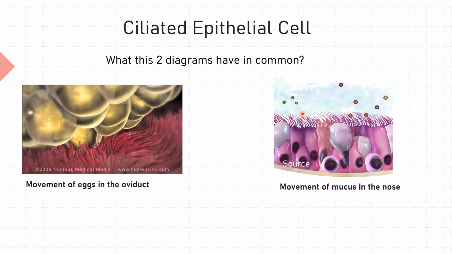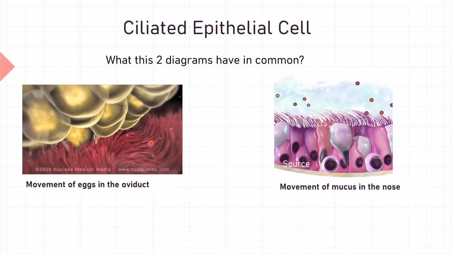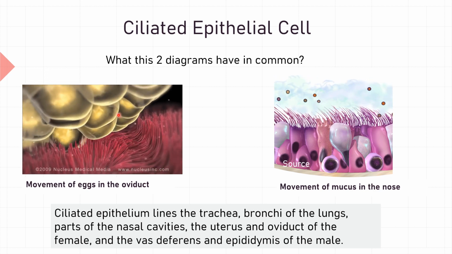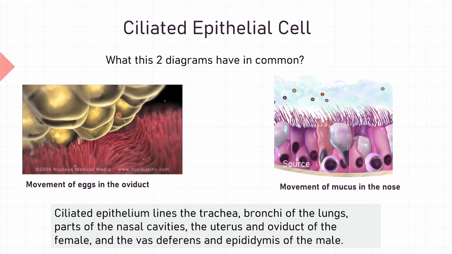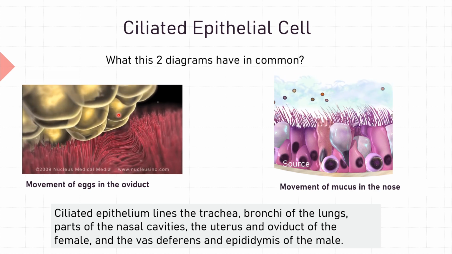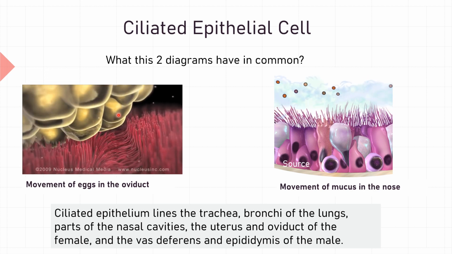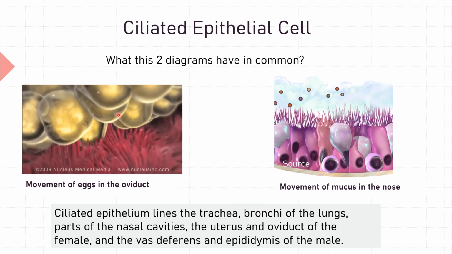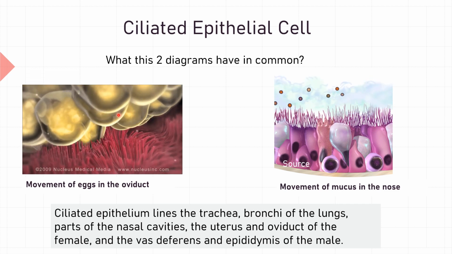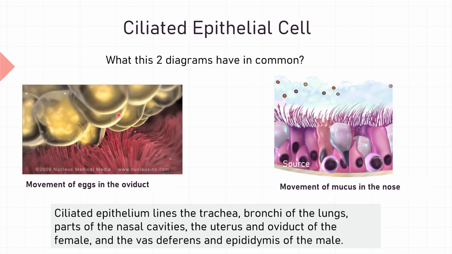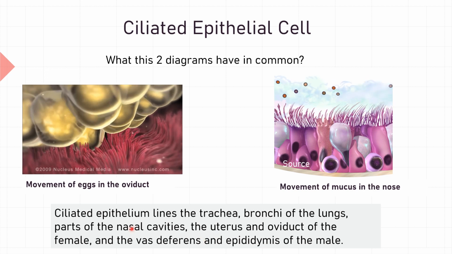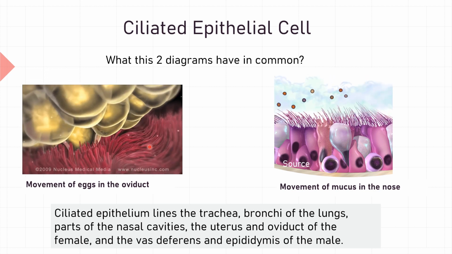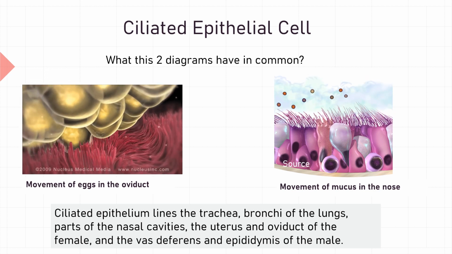Basically, here we are talking about ciliated epithelial cells. So, where can you find them? They are not just in the female reproductive system inside the oviduct, and not just in your nose. They can also be in different parts of the respiratory system like the bronchi and trachea, and also in the uterus, and in the male reproductive system like the epididymis and vas deferens. So they are not in just one or two organs, they can be in many different organs or organ systems in the human body.